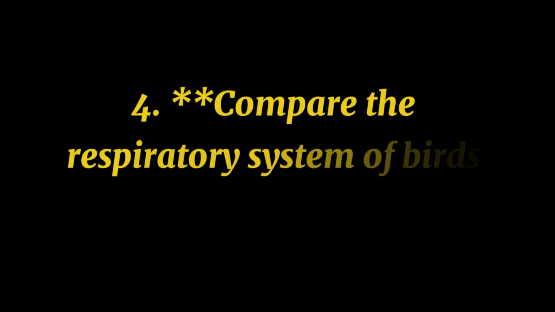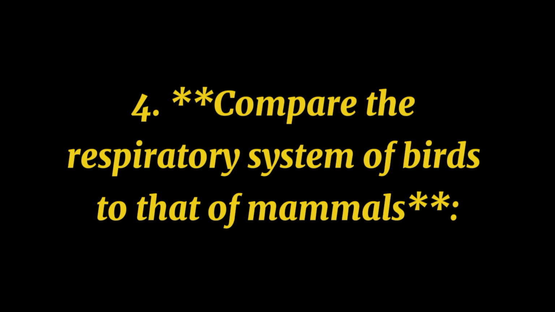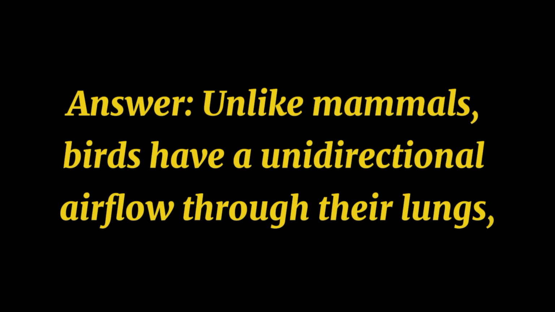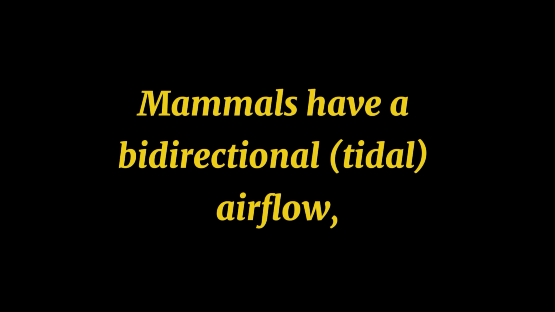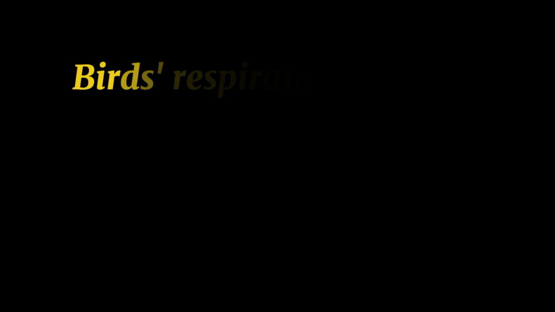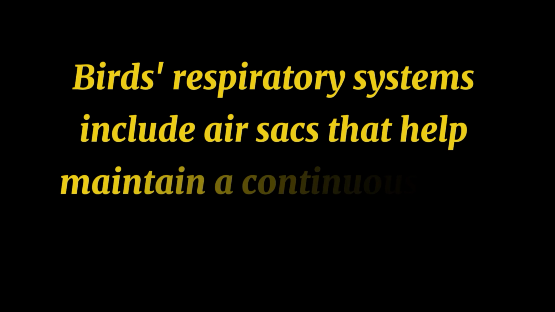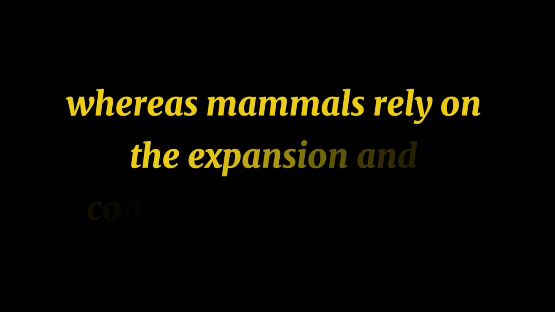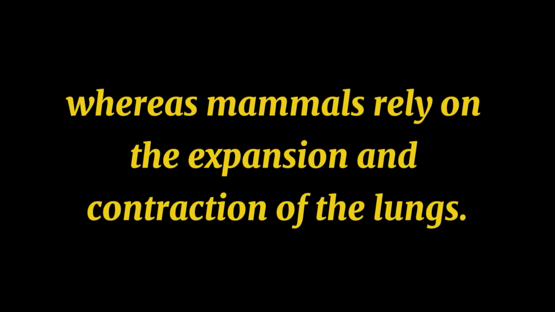4. Compare the respiratory system of birds to that of mammals. Answer. Unlike mammals, birds have a unidirectional airflow through their lungs, which allows for more efficient gas exchange. Mammals have a bidirectional tidal airflow, where air enters and exits the lungs through the same pathways. Birds' respiratory systems include air sacs that help maintain a continuous flow of air, whereas mammals rely on the expansion and contraction of the lungs.